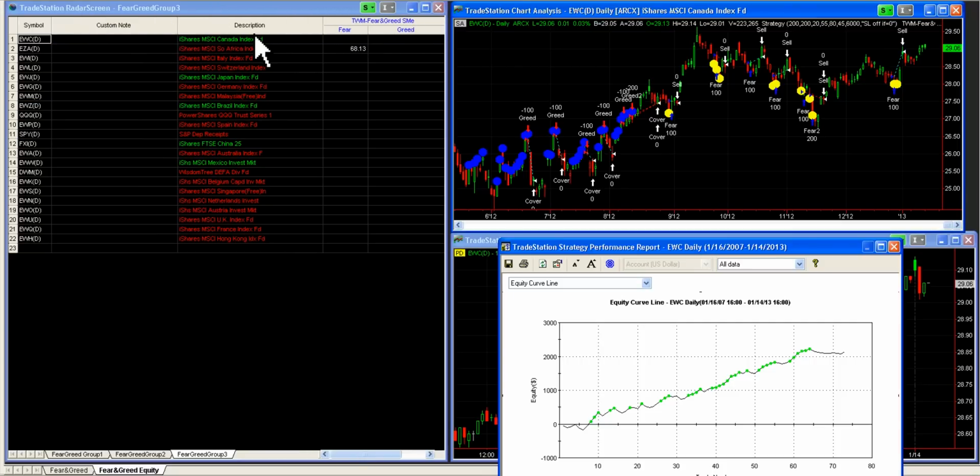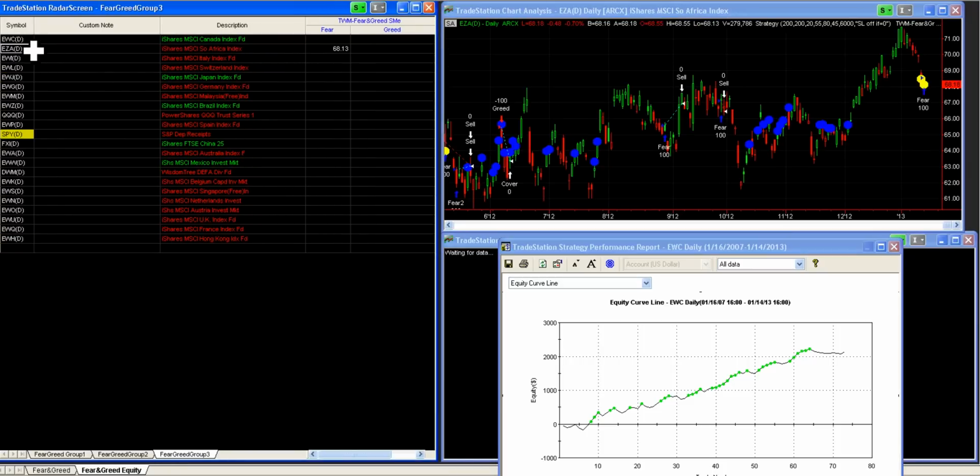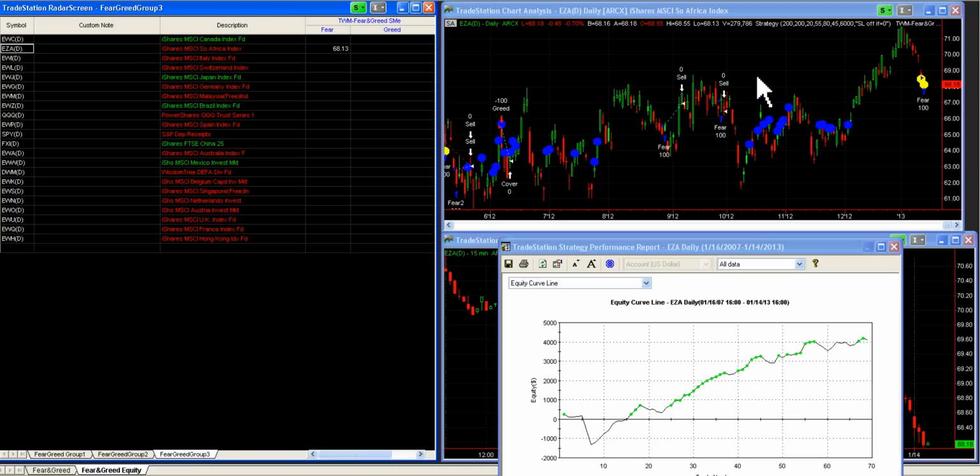For example, we are currently in mid-January 2013, and the market is in some kind of longer-term up move right now. But in this up move, here with the scanner, I see that the Africa index is in the fear mode, and we will click there right now. You can see all the markets internationally are up, and just Africa has come down a little bit.